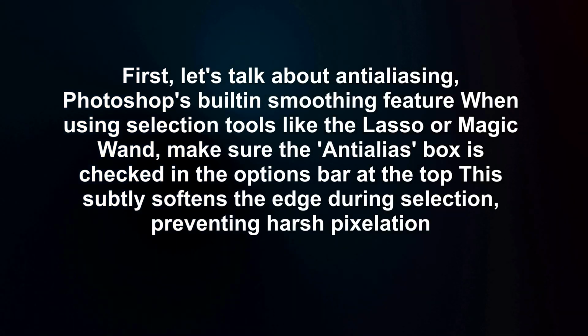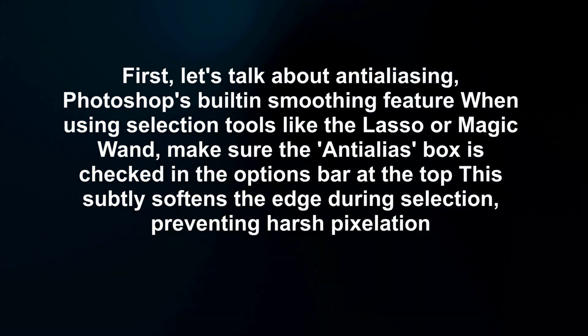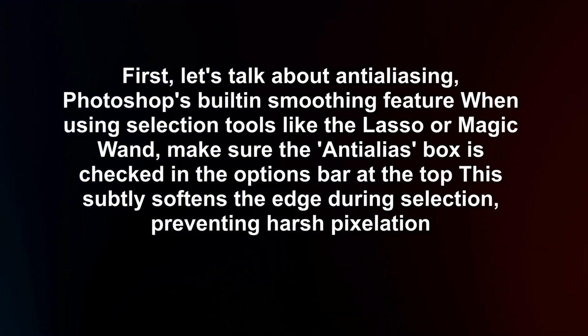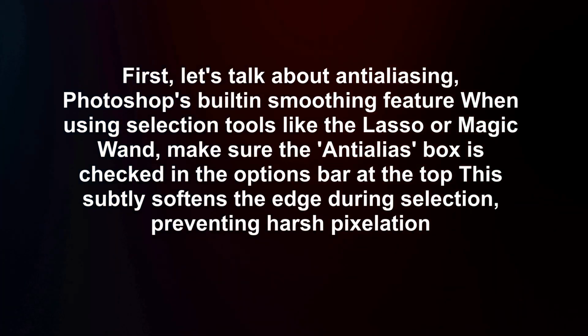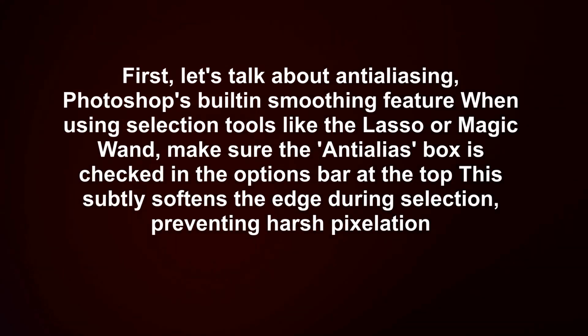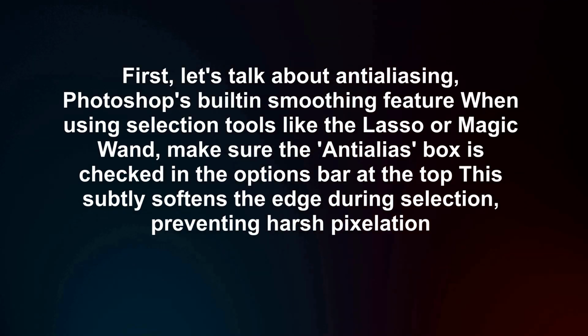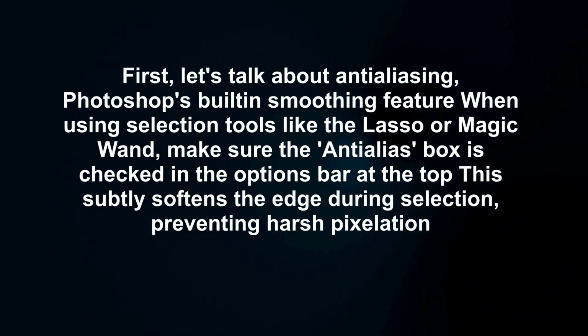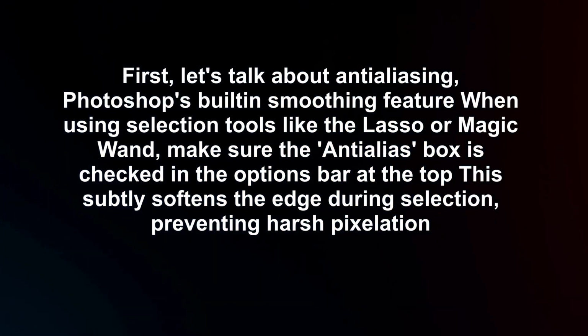First, let's talk about anti-aliasing, Photoshop's built-in smoothing feature when using selection tools like the lasso or magic wand. Make sure the anti-alias box is checked in the options bar at the top. This subtly softens the edge during selection, preventing harsh pixelation. See that little check mark? That's your new best friend.